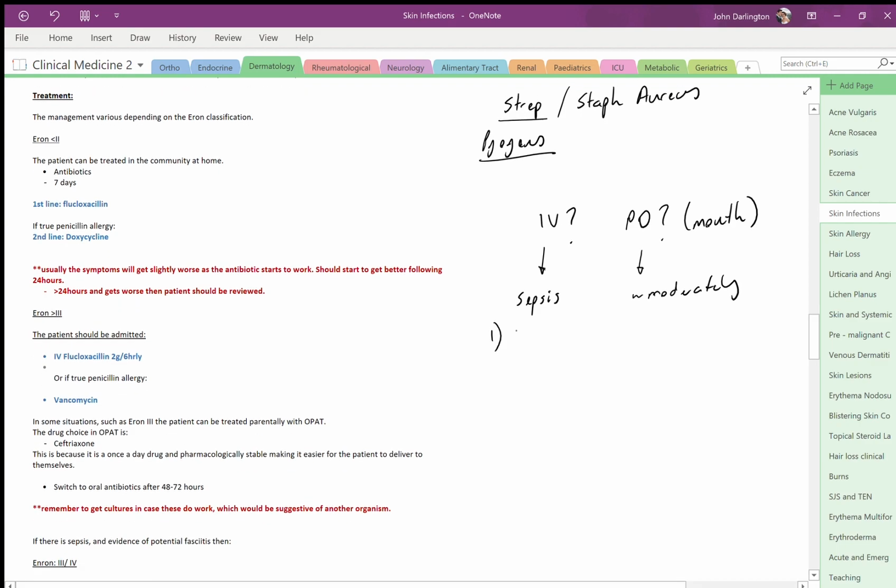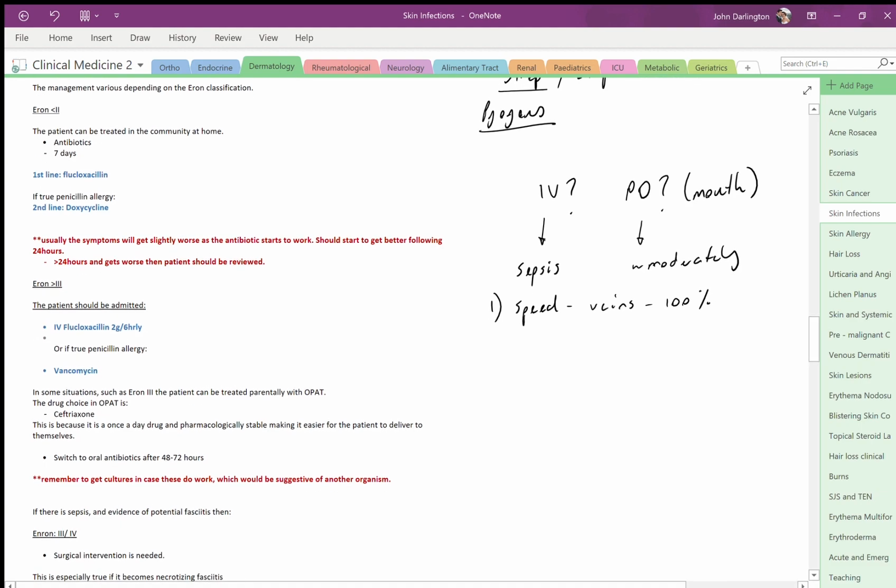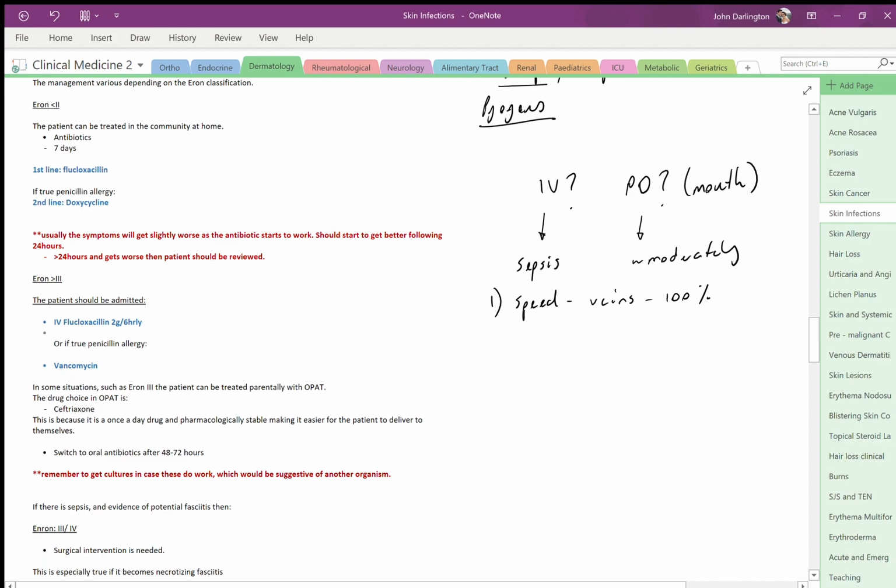Number one, speed. You're giving it straight into the veins. There's no mucking around, straight in. And also you give 100% as well. Unlike when you give a drug orally, which has to then be processed, and only a certain amount of it will actually become available, i.e. the bioavailability might not be that high, whereas when you give the drug IV, 100% goes into circulation.